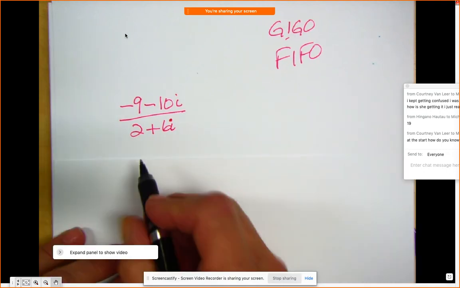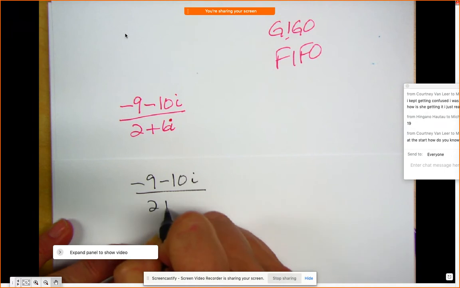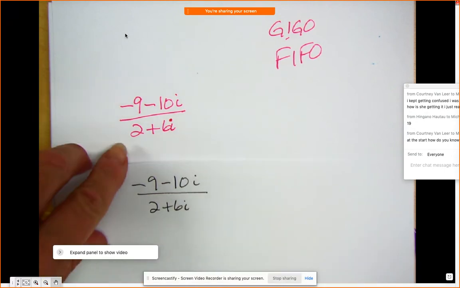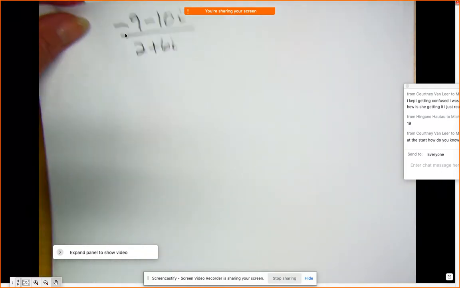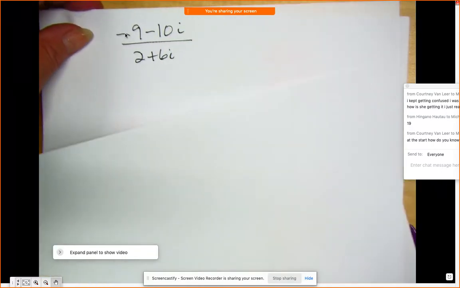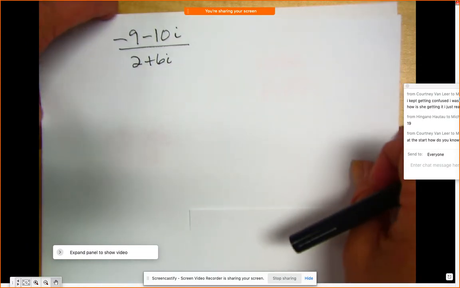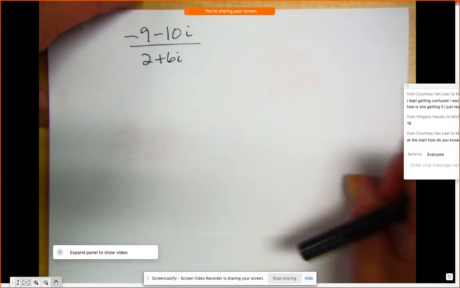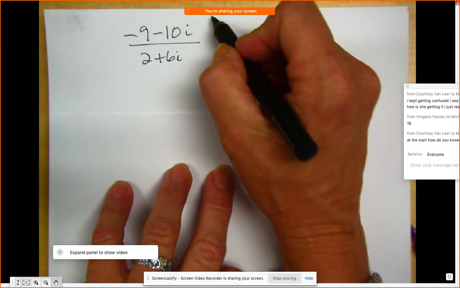Okay, so I want to start with, I'm going to go ahead and switch colors, sorry, over 2 plus 6i. All right, we're not allowed to have i in the denominator of a fraction. It's against math rules. You can't have complex numbers in the denominator. And square roots would be the same thing. If we had square roots in the bottom of a fraction, we'd have to also simplify it and get rid of it. And the way you do it, we're definitely going to multiply by 1.